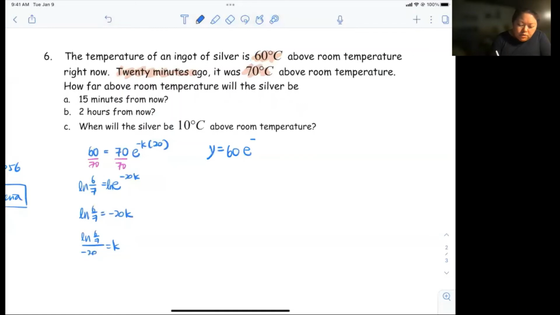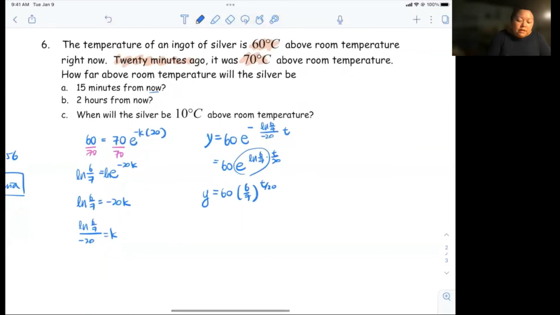So negative k, where k is natural log of 6 over 7 over negative 20, and then you have your t here. Now, the negatives will reduce out. It's 60e, and you want to rewrite this so that the natural log is right next to your e. So natural log of 6 over 7, and you have t over 20. That way this will reduce out. Bring down the 6 over 7 as a base, so 6 over 7 to the t over 20 power. And that will be the equation we're using. Because it says 15 minutes from now, what I need to do is just plug in the 15 for t.